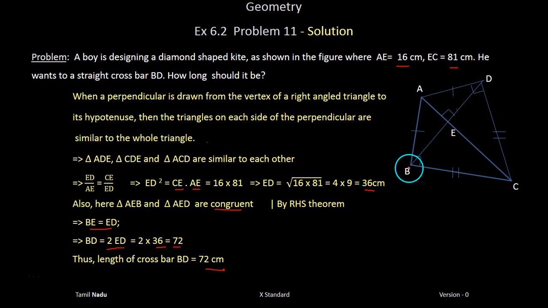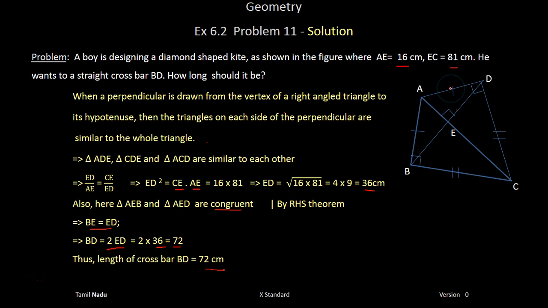So the key is using the similarity triangle property of a right triangle. That is, whenever you draw a perpendicular from the vertex of the right angle triangle to its hypotenuse, then it divides it into two right triangles which are similar to each other. So this triangle and this triangle are similar. So using the similarity triangle property, calculate ED. But while calculating, please be careful to compare only corresponding sides. So in this triangle, the corresponding sides are this and this. So these two sides contain the right angle.